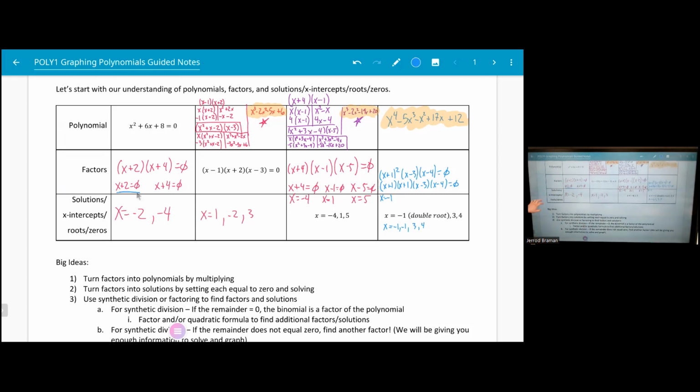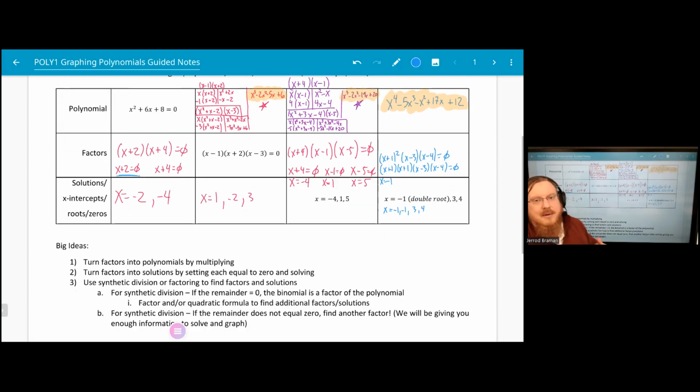Now, sometimes if I'm trying to go from a polynomial to a factor, I may be able to use just straight factoring. I may also have to do some division. If you have to do division, I would give you one of the factors, so you could do your synthetic or long division, and then do some other math to find the rest of the factors.